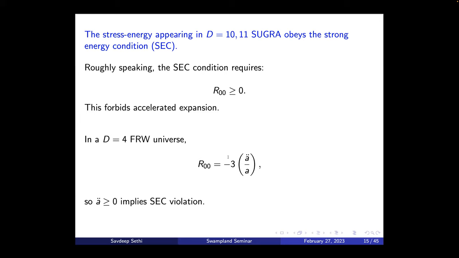And the intuition for this is if you look in four dimensions at FRW, you get a relation between R00 and the acceleration. And if you want the acceleration to be positive, this better be negative. So SEC is forcing it to be positive, implying no acceleration. That's basically it. Everything else is sort of a glorified version of this from a space-time perspective, where one considers perhaps higher derivative terms and considers other corners of string theory beyond just these two cases.